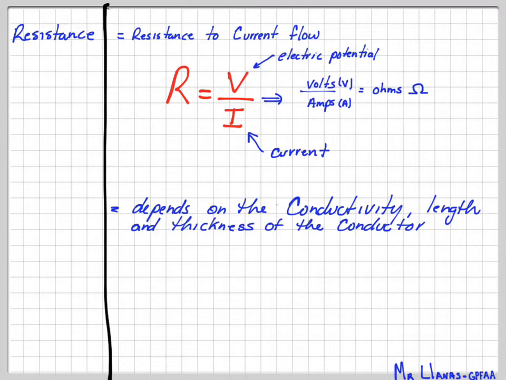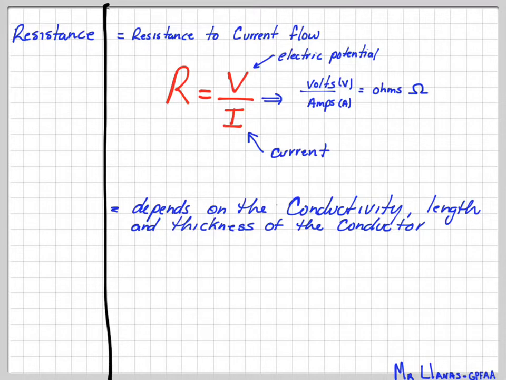Now resistance is going to be measured in ohms. That's the reverse horseshoe, or upside down horseshoe, on the drawing that you see there. Resistance depends on the conductivity, the length, and the thickness of the conductor. We're going to come back to this after we talk about circuits. We're going to talk about resistivity and how the length and the thickness of the conductor actually affect the resistance of a lot of these resistors.